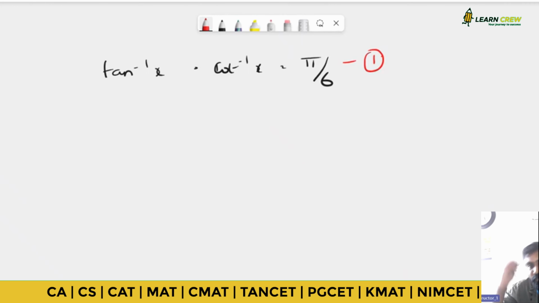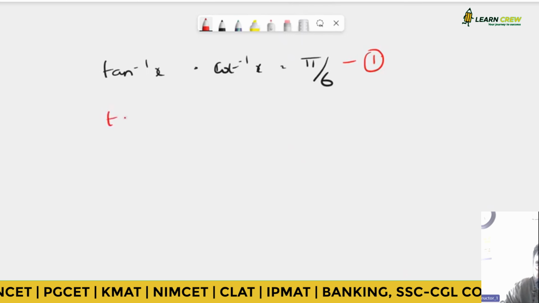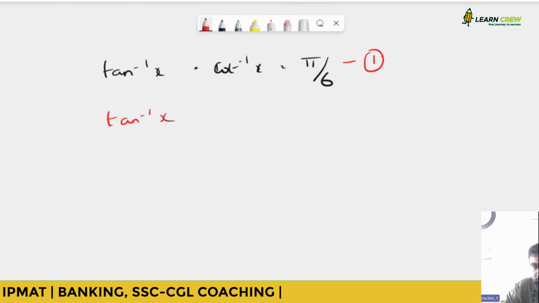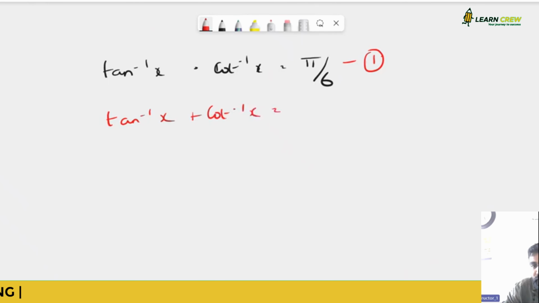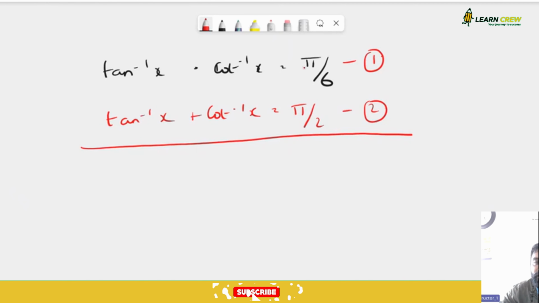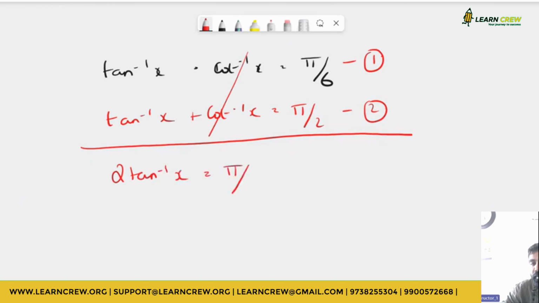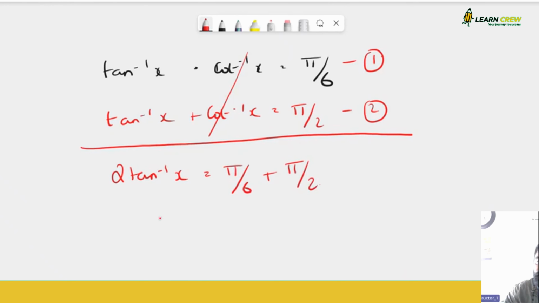This is given. So we know one rule, that is nothing but tan inverse of x plus cot inverse of x is equal to pi by 2. This is the property. So now can we add these two equations 1 and 2? Now these things cancel. It becomes 2 tan inverse of x is equal to pi by 6 plus pi by 2.